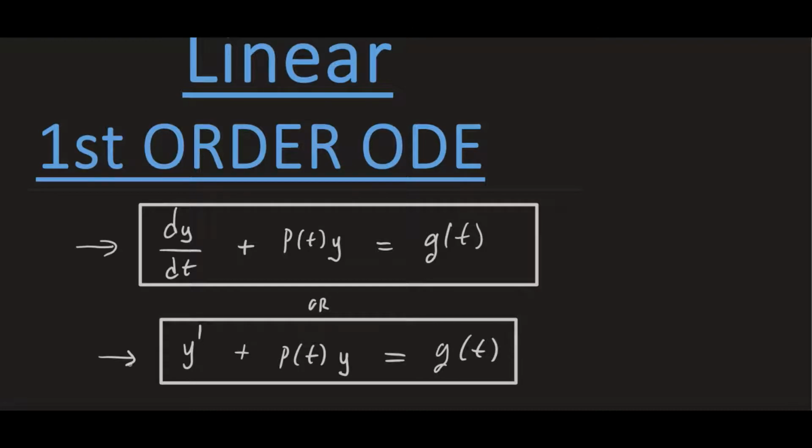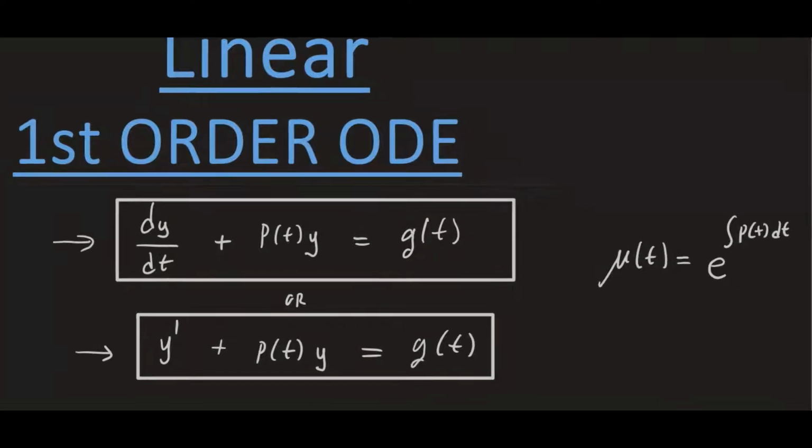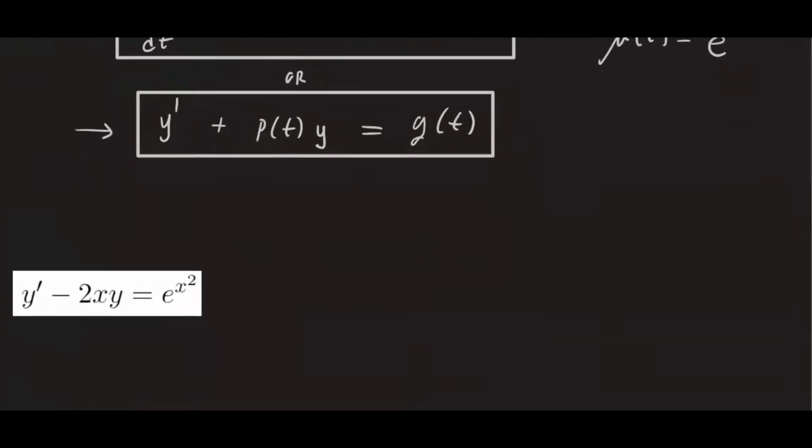Well, we need to look for something called an integrating factor, which we're going to label as mu of t, which is equal to e to the integral of p of t dt. So that's what we call an integrating factor. Using that, we're going to be solving linear first order differential equations. Let me illustrate the idea using one example I have here.